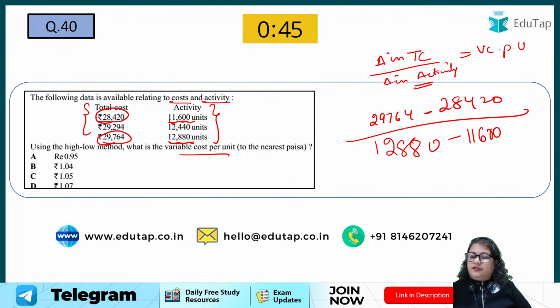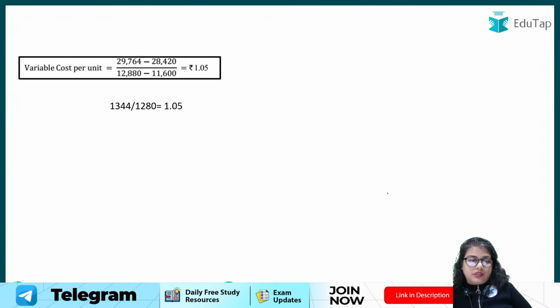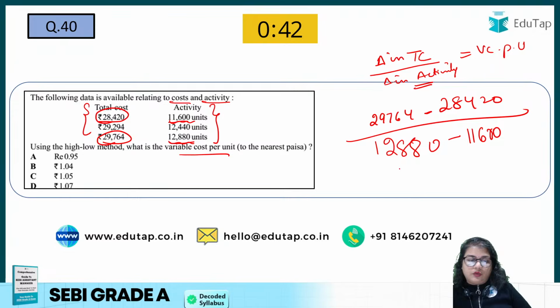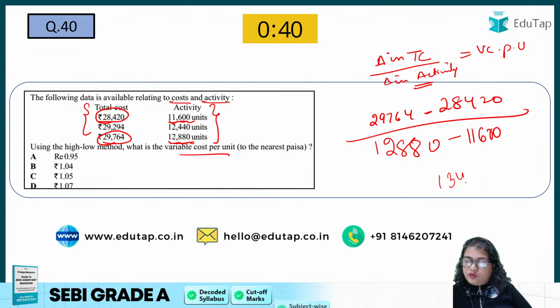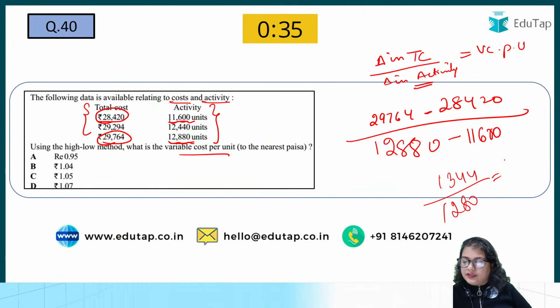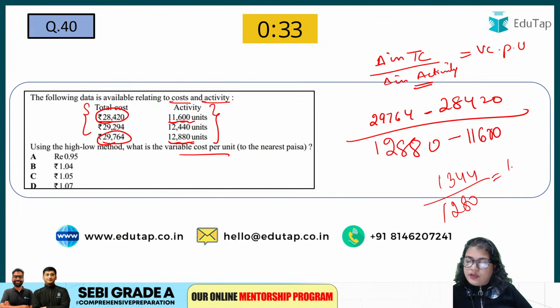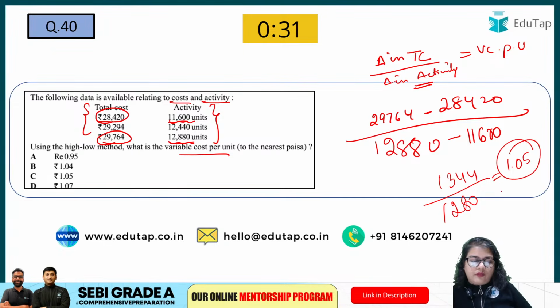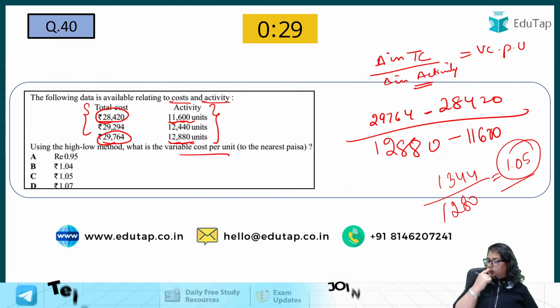When you calculate this, it comes out to be 1.05, so it will be 1344. So this will be 1344 upon 1280. When you just subtract this, you will get 1344 divided by 1280. So this will be 1.05 rupees. So this is the variable cost per unit.